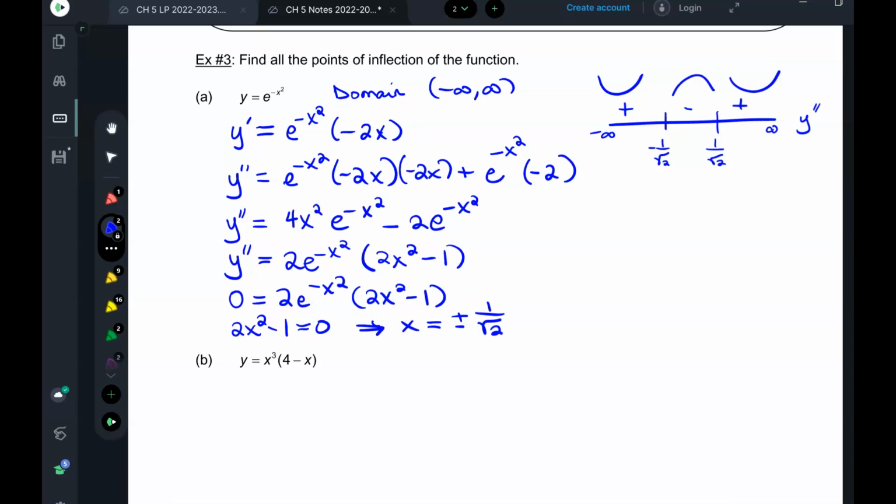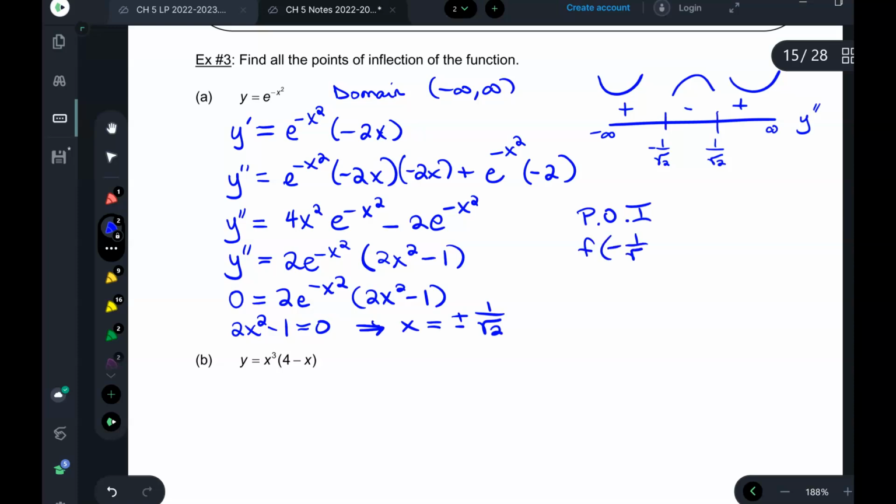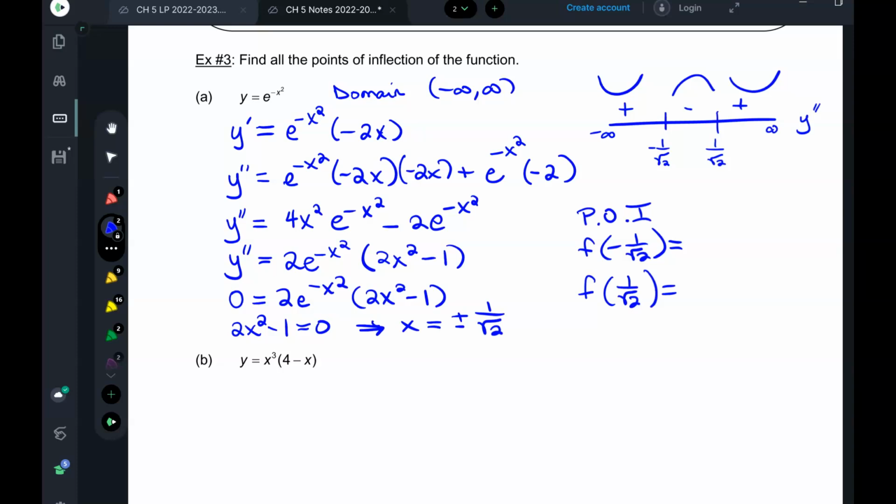Now I'm not asking for concavity. There are 2 points of inflection. So I have f of negative 1 over root 2 and f of positive 1 over root 2. Again, it looks much more complicated than it is. Plug it into the original function. Sorry, I pointed to the wrong thing. So negative 1 over root 2. If I square that, that's just 1/2. So it's e to the negative 1/2.